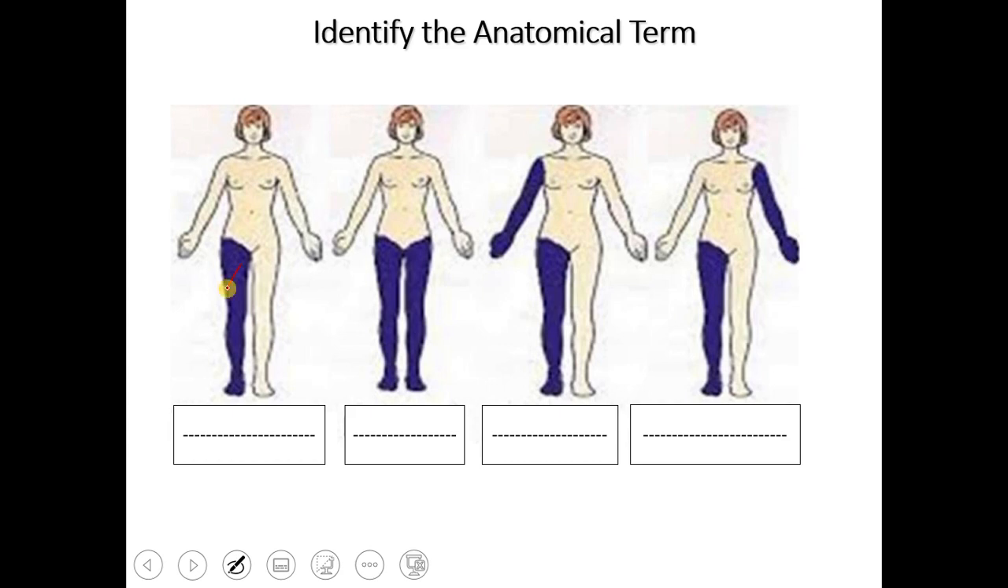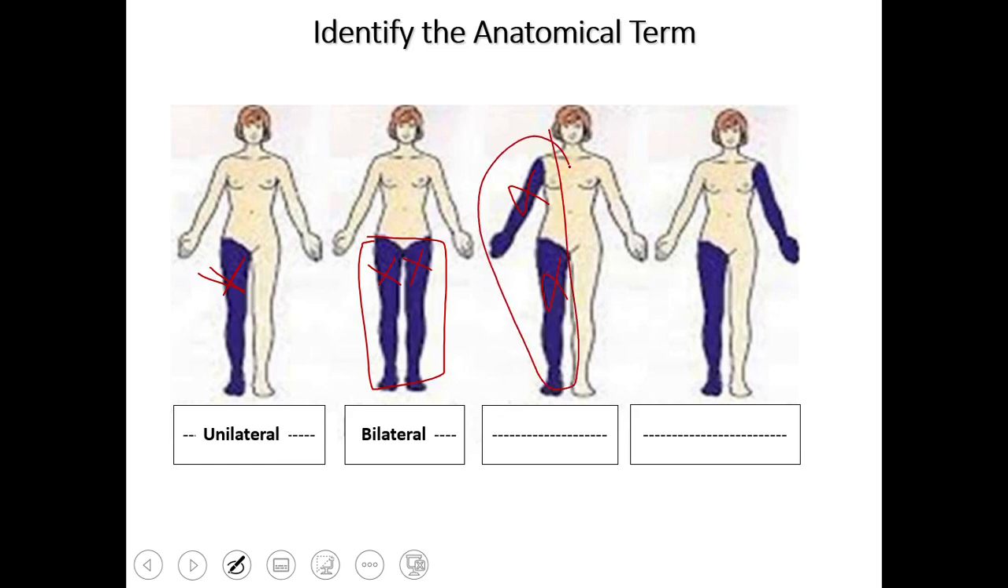So let's practice here. The highlighted here is one side, lower limb. So this is unilateral. How about here? The lower limbs, they are at the same level and they are highlighted right and left. So bilateral. Here, the upper limb, lower limb at the same side. So ipsilateral. Here is one upper limb and the opposite side lower limb. So they are contralateral.